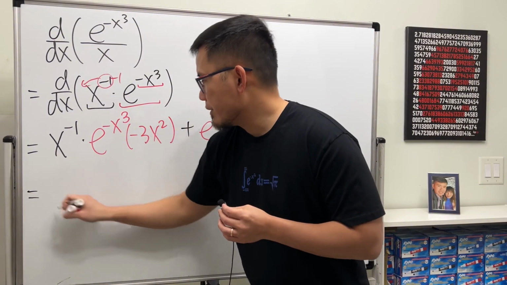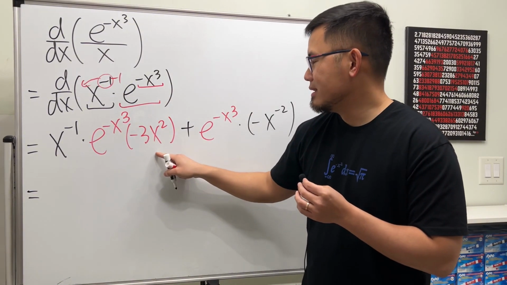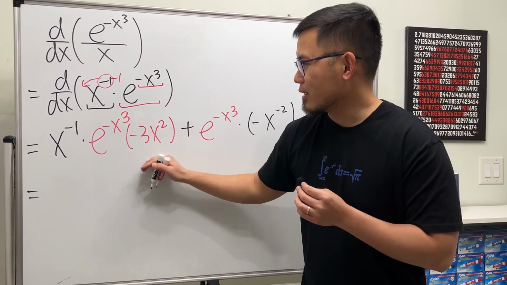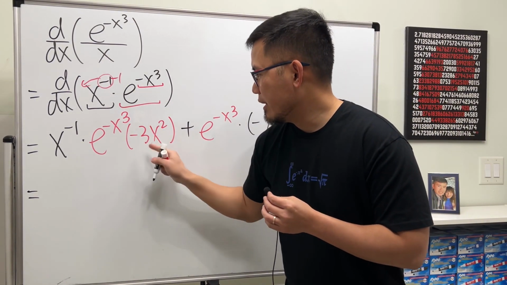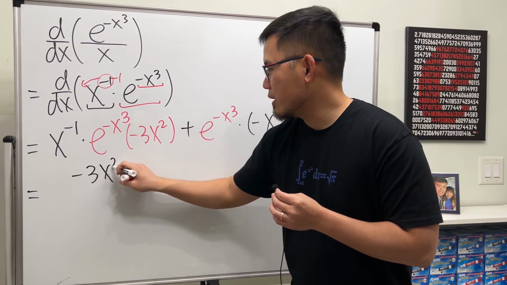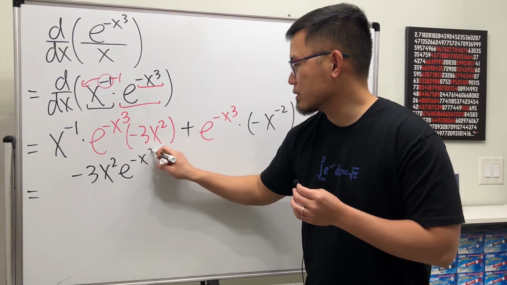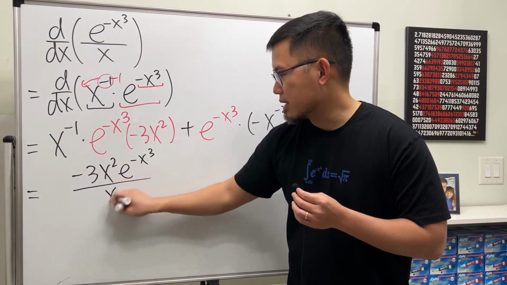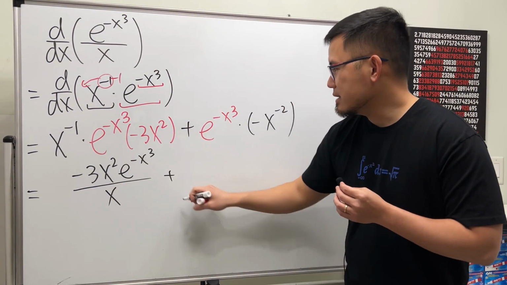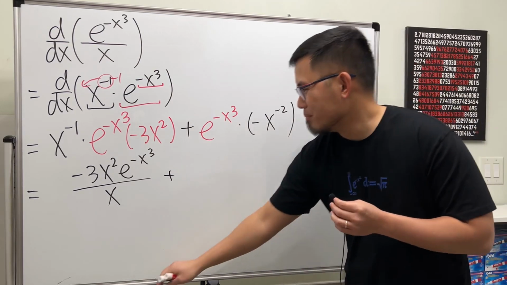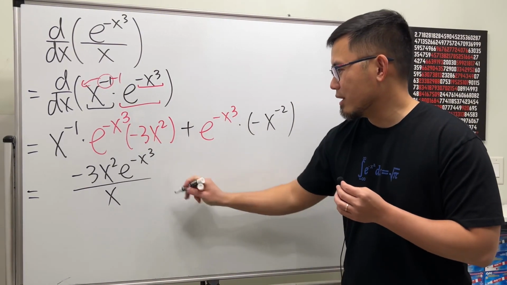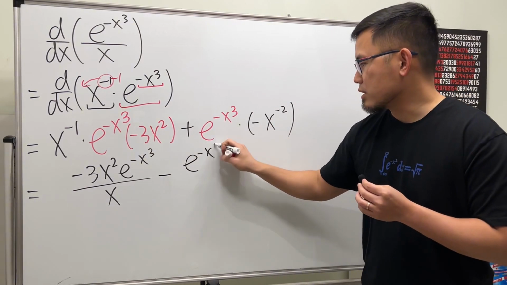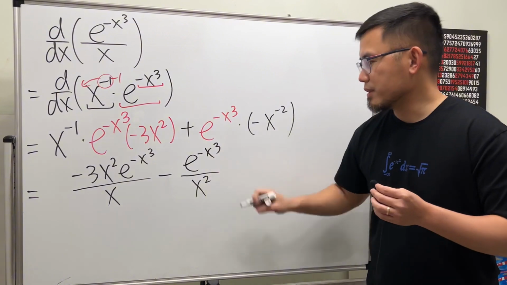So to do so, I'm going to keep this. All right, let's do this, right? I'm just going to keep this on the numerator. So we have negative 3x squared e to the negative x to the third power over x to the negative 1 becomes just x on the bottom. And then plus this on the top, but that's multiplied by minus, so this should have been a minus. And this on the top, e to the negative x to the third power over x squared.